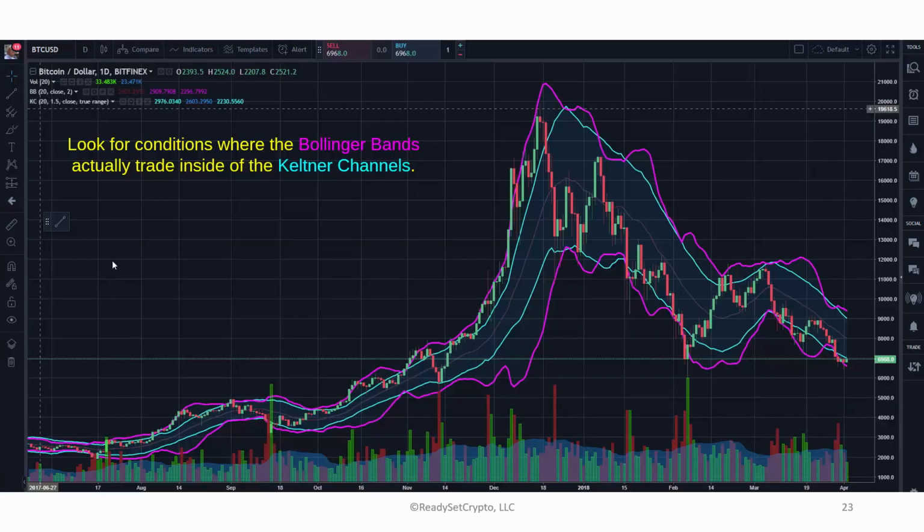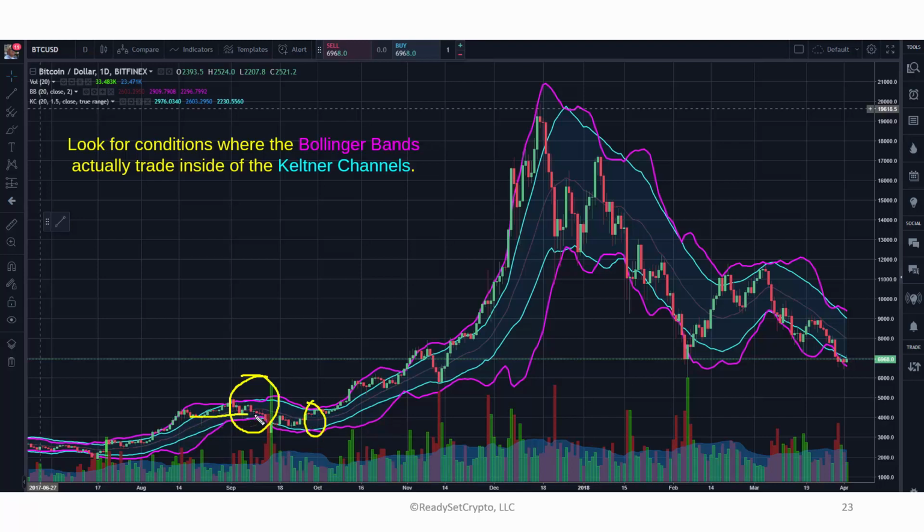The conditions that we want to look for here are when the Bollinger Bands, and I've changed the color of the Bollinger Bands to be hot pink here, and the Keltner channels are in cyan blue. So the light blue are the Keltner channels. When the Bollinger Bands are actually inside of the Keltner channels, this is where we get some very interesting movement. This signifies a super, super quiet market. So we have this condition over here, a super quiet market right there. This is right before, and actually we have it once again right there as well. So we have this super quiet market here.